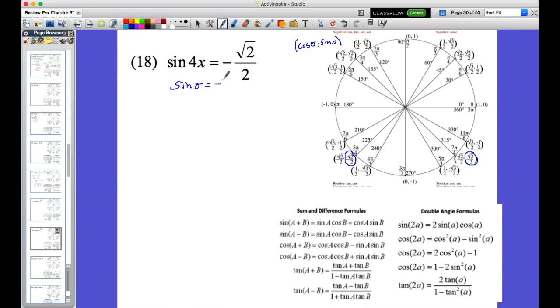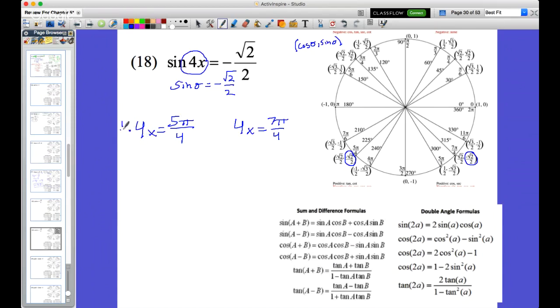So after I've isolated the trig function, I'm going to locate the angle where sine of an angle is negative root 2 over 2, and then I'm going to set that 5 pi over 4 equal to whatever my angle is here, this 4x. And I'm setting it equal to 5 pi over 4 and 7 pi over 4. Now I've got to get the x by itself, and that's the easy part.